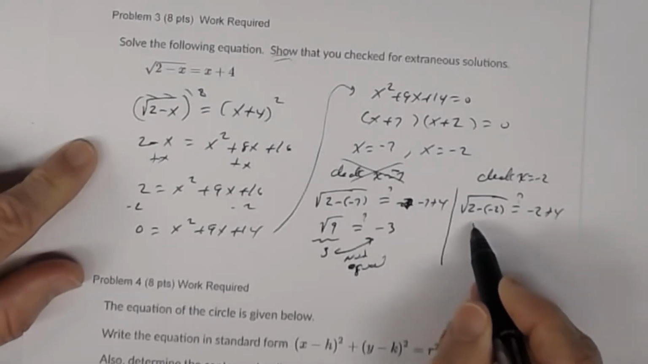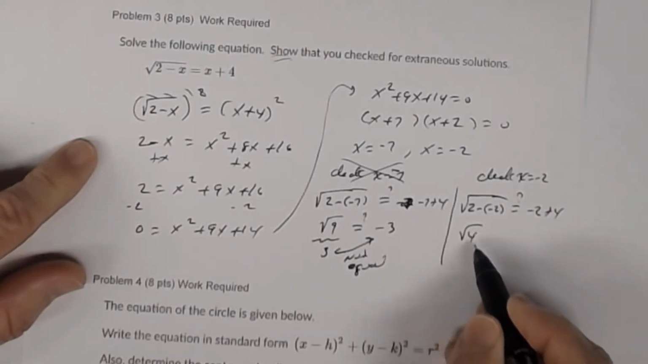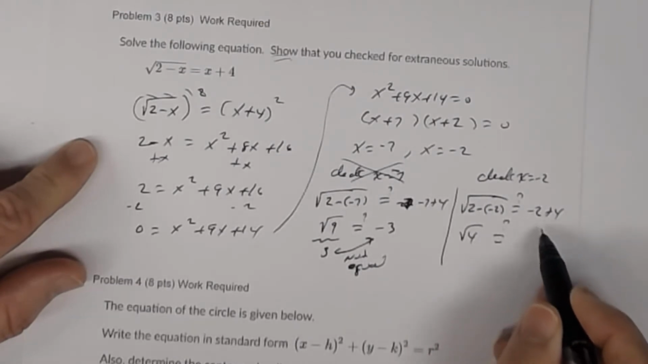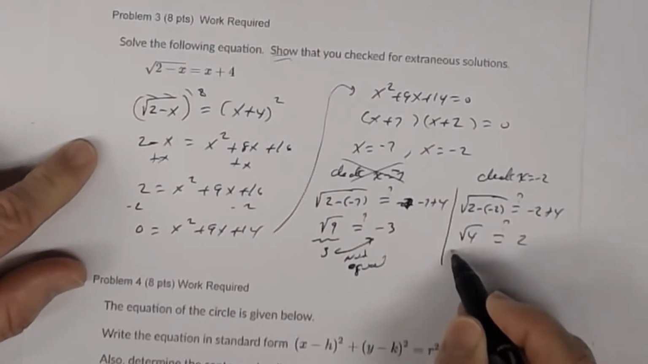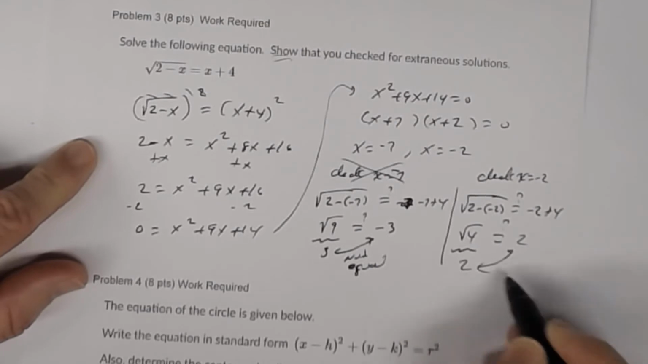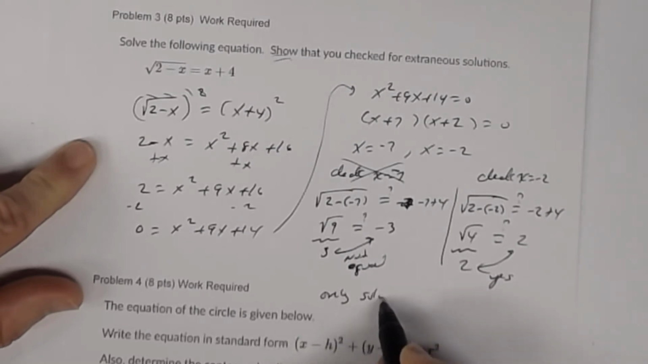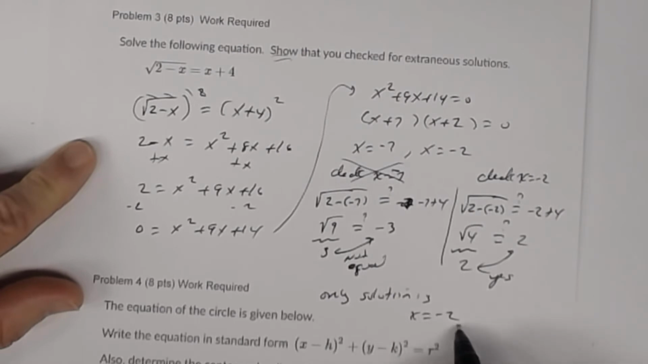Well, 2 subtract negative 2 is a positive 4. So I have the square root of 4 on the left-hand side. And I want to see if that's going to equal negative 2 plus 4, which is 2. And it does because the square root of 4 is 2. And so that is a true statement. So the only solution is x equals negative 2.